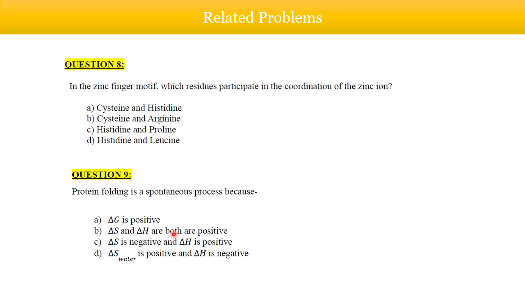Why is option D correct? Because, number one, delta H is negative. And in protein folding, hydrophobic collapse of the polypeptide chain leads to an increase in the entropy of water, and the change in enthalpy is large and negative, so that is one thing.